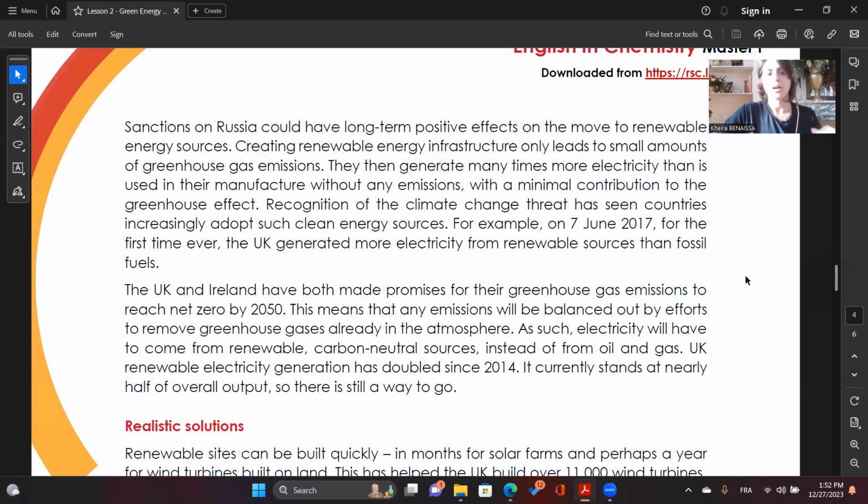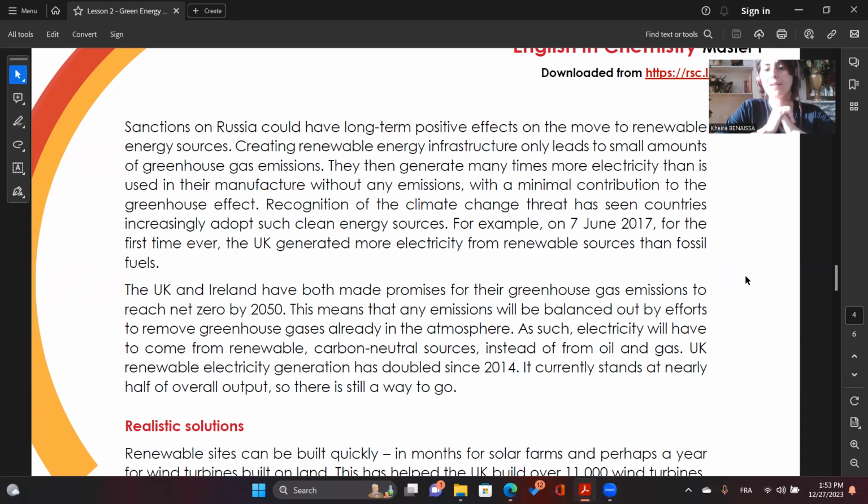Sanctions on Russia could have long-term positive effects on the move to renewable energy sources. Creating renewable energy infrastructure only leads to small amounts of greenhouse gas emissions. They then generate many times more electricity than is used in their manufacture without any emissions, with a minimal contribution to the greenhouse effect. Recognition of the climate change threat has seen countries increasingly adopt such clean energy sources.